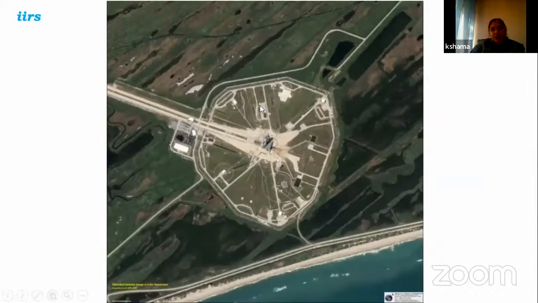And this is also one of the images. Anybody can guess what this is? Okay, it is a launch pad area. Here, see, whenever you identify a feature, you have to understand its characteristics.